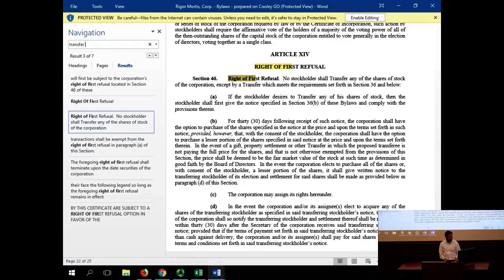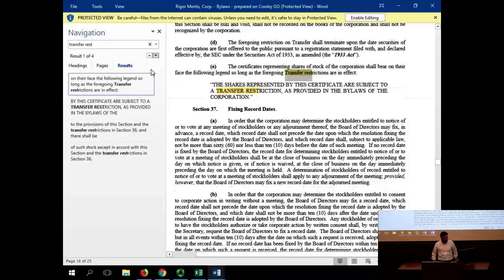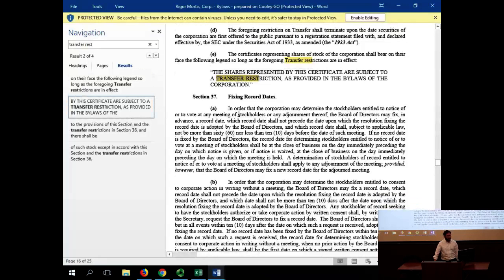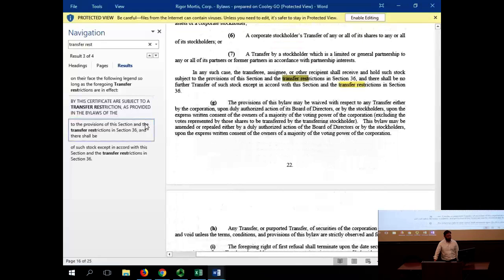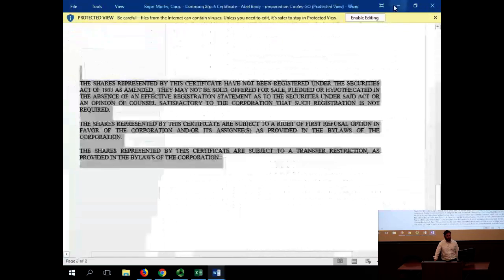And usually they should be named. Transfer restriction, right? Again, it pops up here, and it should be readily identifiable and explain the mechanics of how that all works.